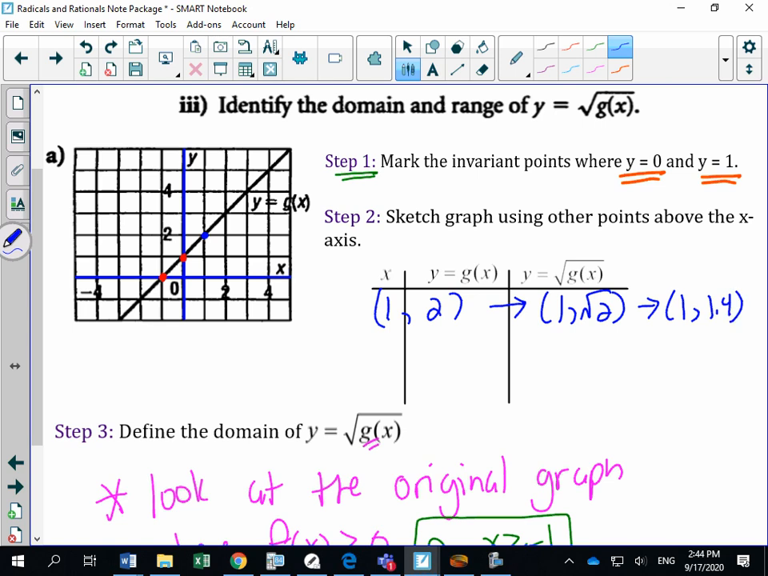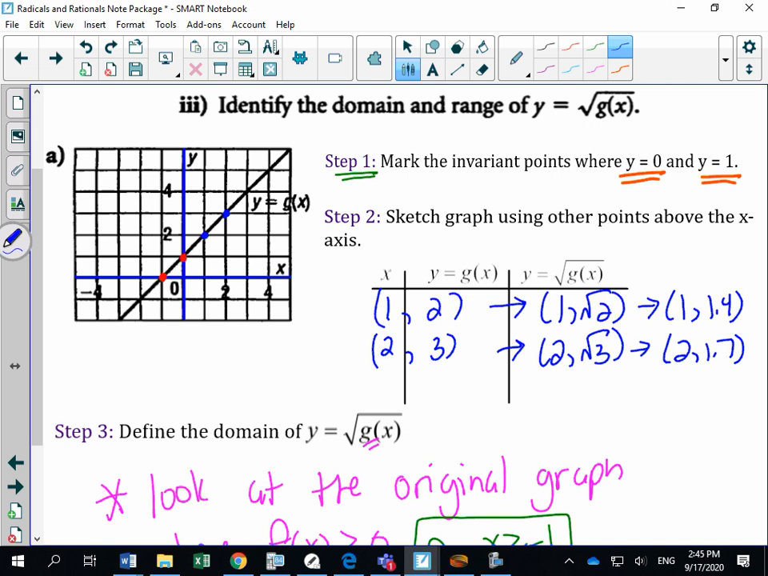Then let's take this point here. So let's take 2, 3. So x is 2 and y is 3. And where will that be on the radical graph? It would be at 2 and the square root of 3. And the square root of 3 is 1.7.